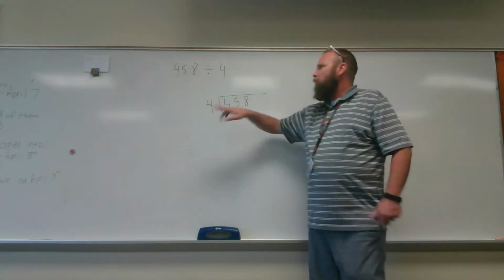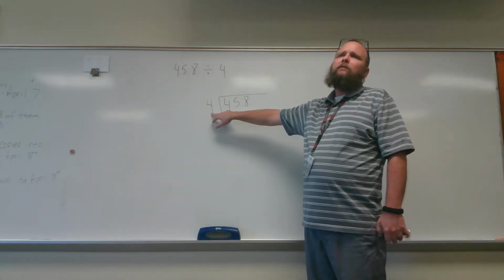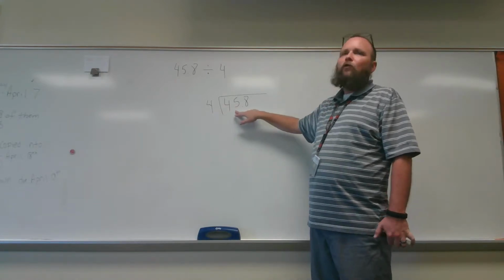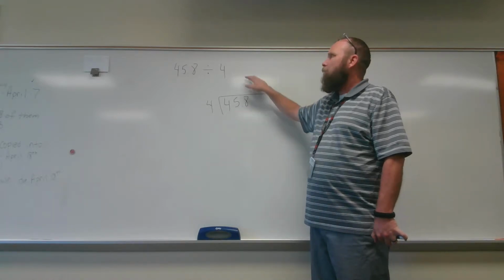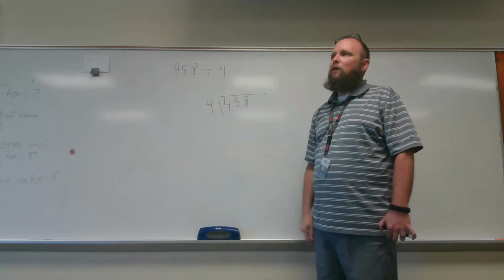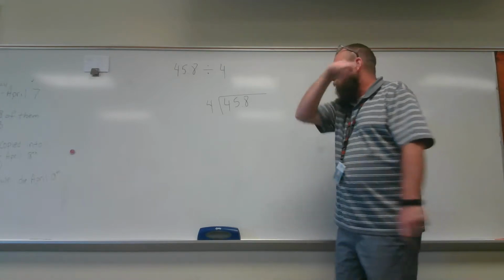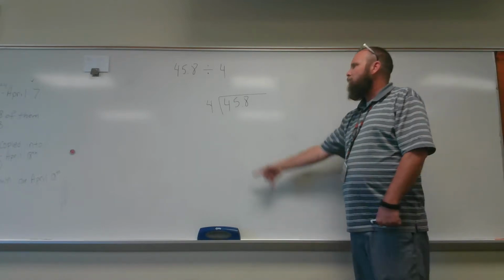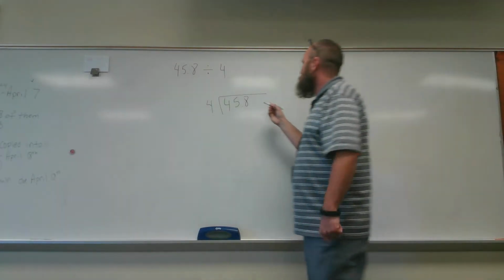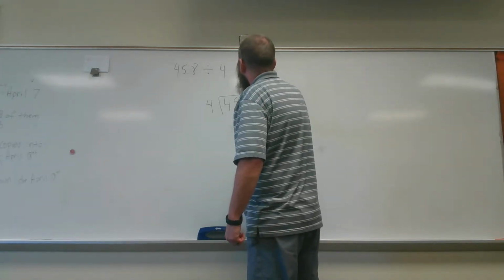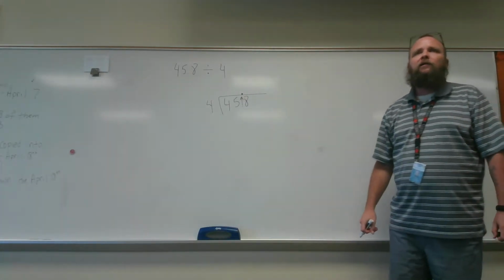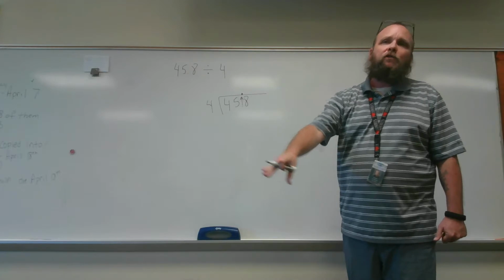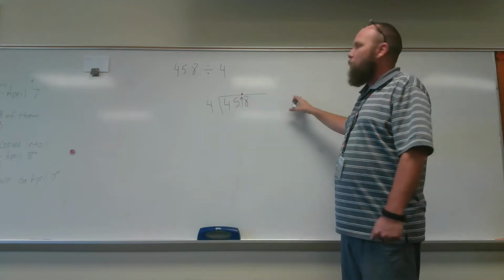All right, the 4, Jamie, the 4 is called what? Good, the divisor. The 45 and 8 tenths is called the dividend. And the answer to a division problem is called the quotient. Very good. When we're dividing with decimals, on the dividend, just move the decimal point straight up. Then I want to make sure I know how many numbers need to be up here.